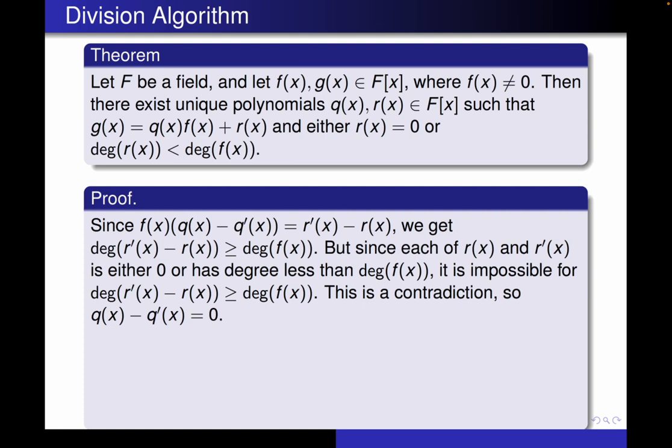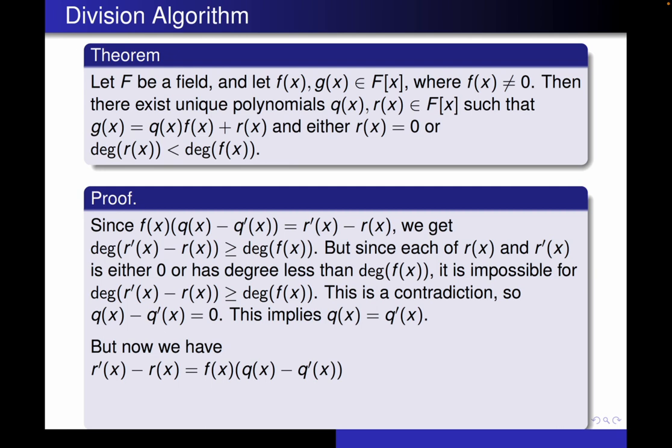So that's a contradiction. And remember, that contradiction followed from the assumption that q of x minus q prime of x was not 0. And so since we got that contradiction, that means q of x minus q prime of x is 0. And that means that q of x equals q prime of x.